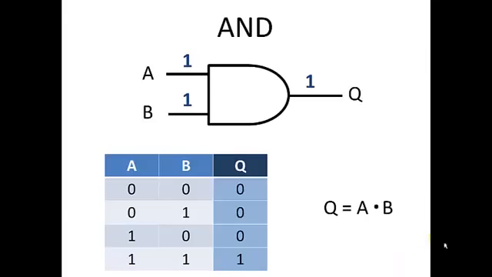So we write this in Boolean Algebra in equation form as Q equals A dot B, or Q equals A times B. The AND function is sometimes referred to as Boolean Multiplication.